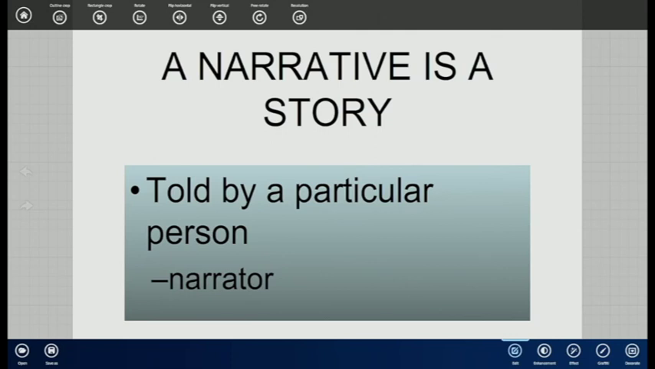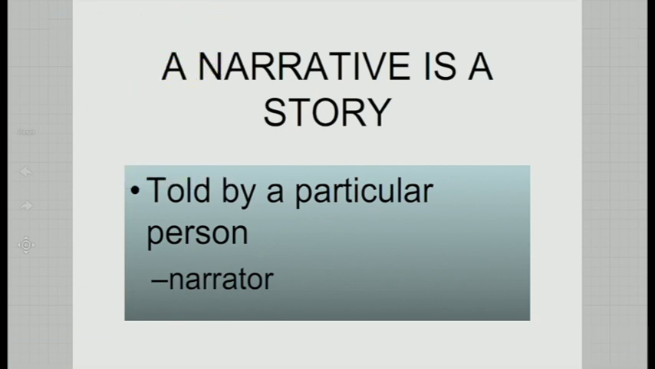All right. So now we are looking at it closely. Let's go back to the first part where we said that a narrative is a story that is told by a particular person, and that particular person is called a narrator. And in this case, you as the writer will be the narrator of the story, because the story is told by you.